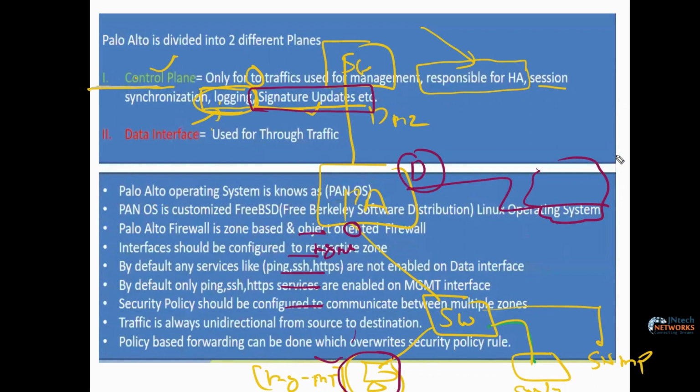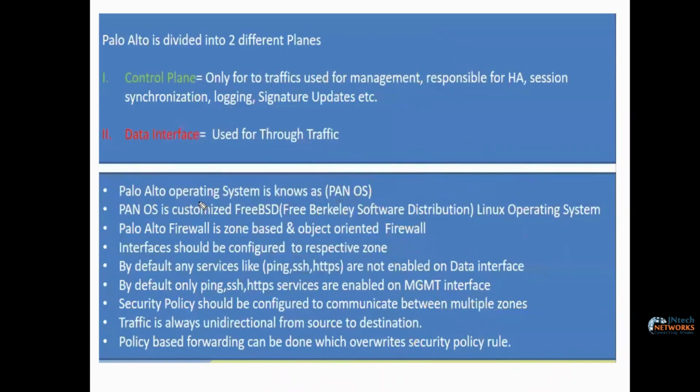I will tell you. Now, what about the data interface? The data interface is used for through traffic. For example, your LAN interface is a data interface, your DMZ is a data interface, your outside is a data interface. Now, the Palo Alto operating system is known as PAN-OS, like Fortinet FortiOS, Checkpoint Gaia operating system, Cisco IOS. Palo Alto's operating system is known as PAN-OS, and it's a Linux-based operating system.